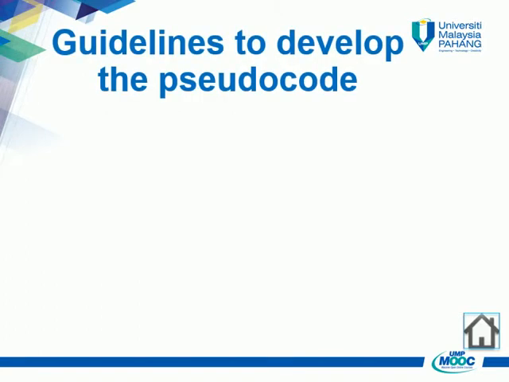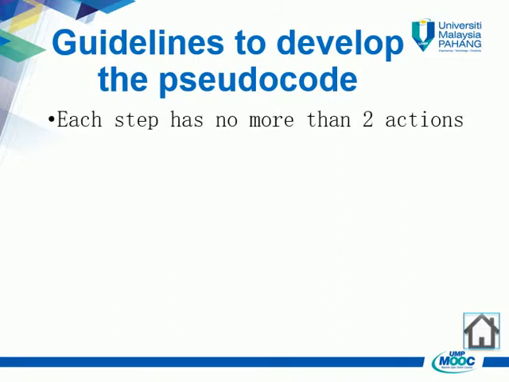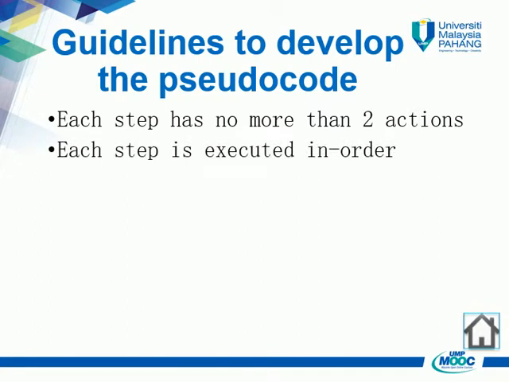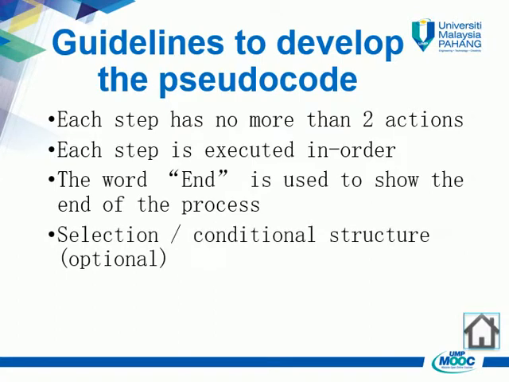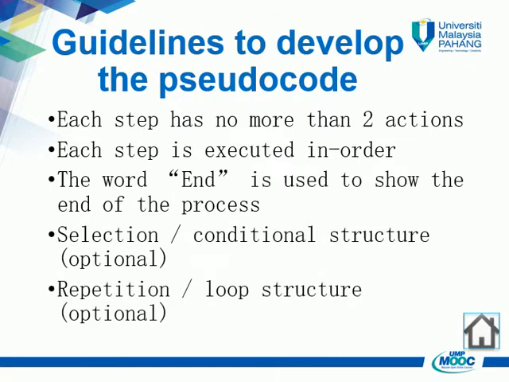Here are some guidelines to develop proper pseudocode. 1. Each step has no more than 2 actions. 2. Each step is executed in order. 3. The word end is used to show the end of the process. 4. Selection or conditional structure is optional. 5. Repetition or loop structure is also optional. 6. Need to use arithmetic symbols if any.